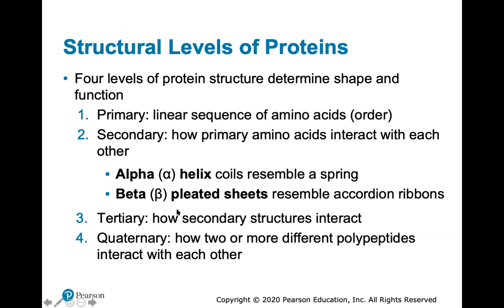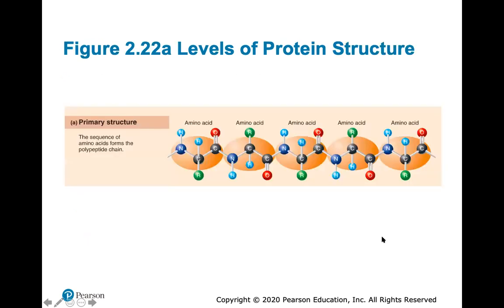The tertiary structure describes how the secondary structures interact with each other. And then the quaternary structure describes how two or more different polypeptide chains, so many amino acid chains, interact with each other. So I'm sure you're all a little confused by now.